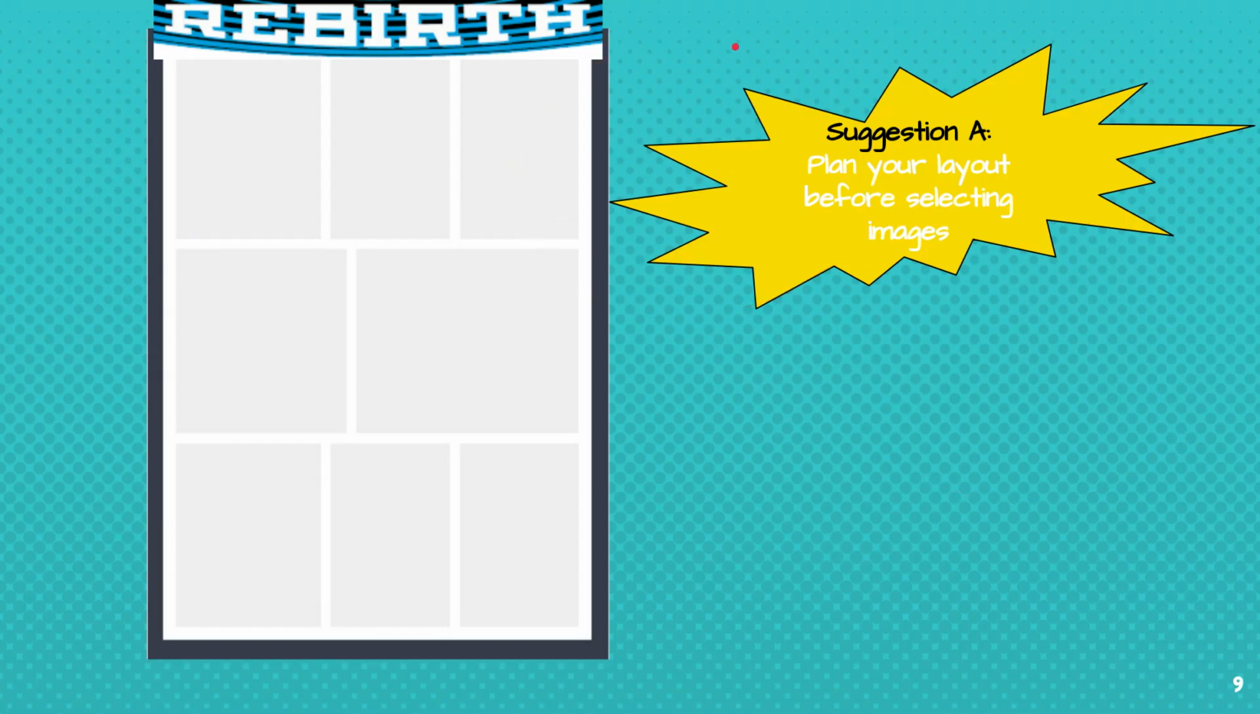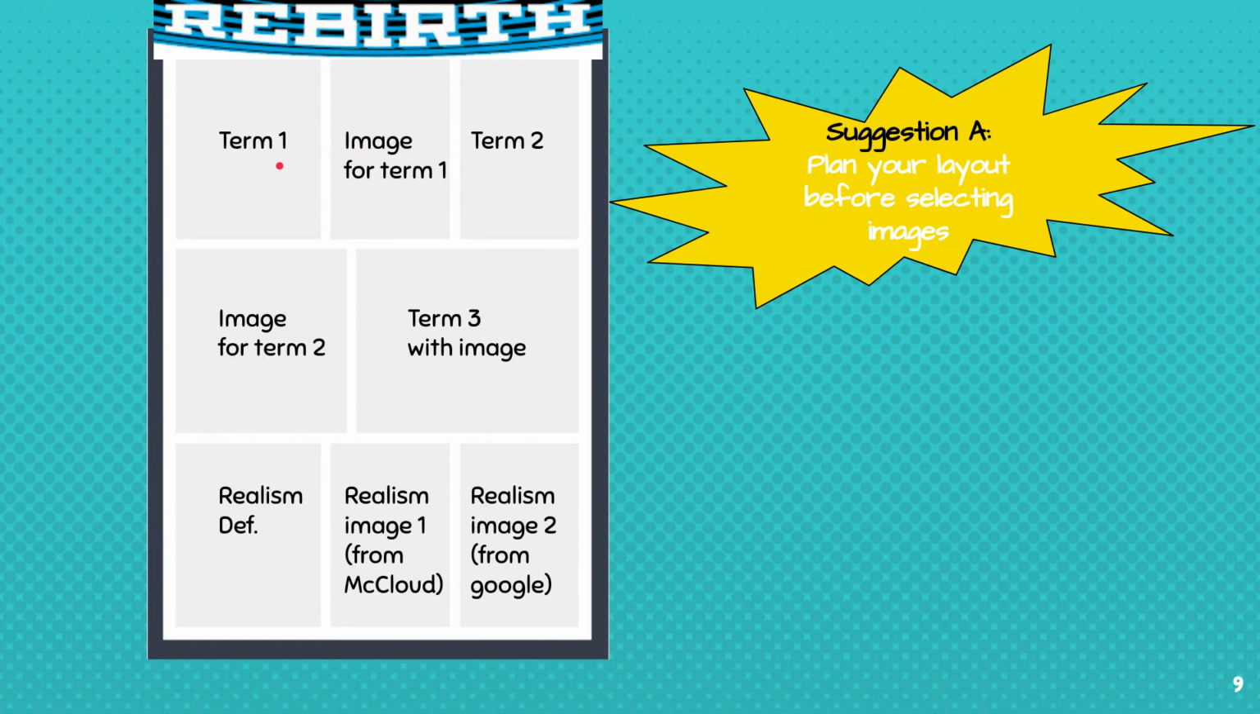Okay, so a couple suggestions. First, I would suggest you plan your layout before selecting your images. What I mean by plan your layout is you could do something as simple as this: term 1 that you're going to use, image for term 1, term 2, image for term 2, just like you see on your screen. Just type in the text. What do you intend to put in each of those spots? That way you don't run out of space with your 16 panels to get all the information that you need in there, and that you have a plan. You know exactly what needs to go in there.